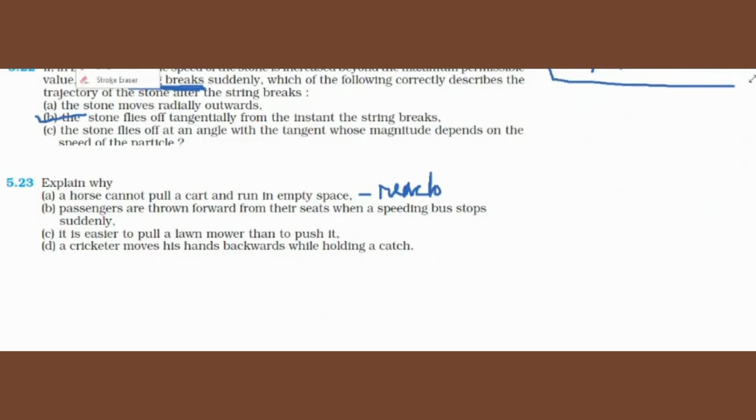Don't write that it is due to the absence of friction, etc. So what is the answer? There is no reaction. The horse cannot get any reaction from the space. We know that when you apply a force on earth, then we can move because of the reaction we get from earth. And if there is no reaction, the horse cannot pull the cart.